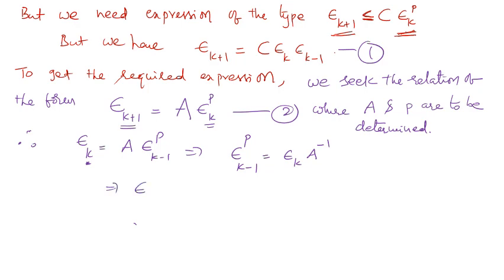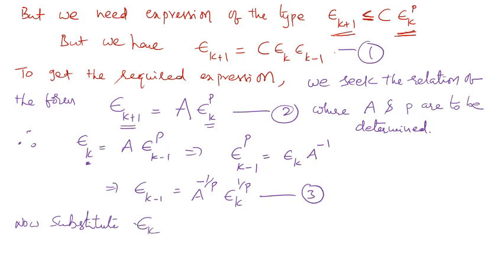From this, what is this? Epsilon k minus 1 is what? A to the power of, taking p onto right side, whole power 1 by p. So epsilon k power 1 by p. Okay, remember this. This is epsilon k minus 1, 3. Now substitute what are the values? Epsilon k plus 1 from equation 2, and epsilon k minus 1 from 3, in the relation in equation 1.